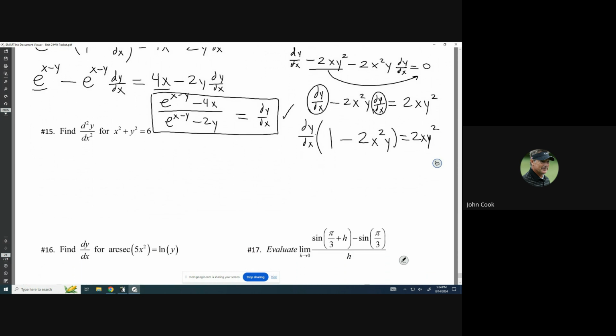So if I'm multiplying by this stuff, I just divide, and I get my answer. dy/dx is equal to 2xy squared over 1 minus 2x squared times y. And that's my derivative.